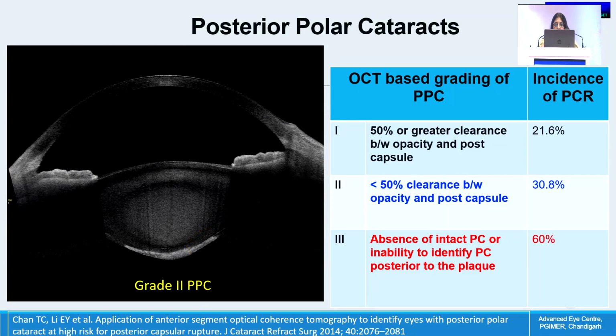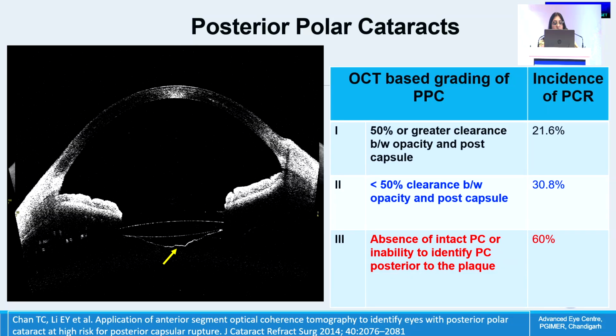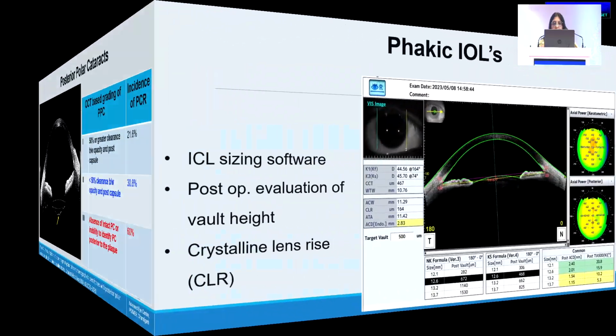This is one of our patients. We see that there is a dense plaque of posterior polar cataract, but this falls in grade 2. That is, there is no clearance between the opacity and the posterior capsule, less than 50%, but the posterior capsule is visualized. So the risk of a PCR in this case would be a little less than a grade 3. Post-operatively, we were able to implant the IOL without a PC rent, but we can see how flaccid the capsule is.